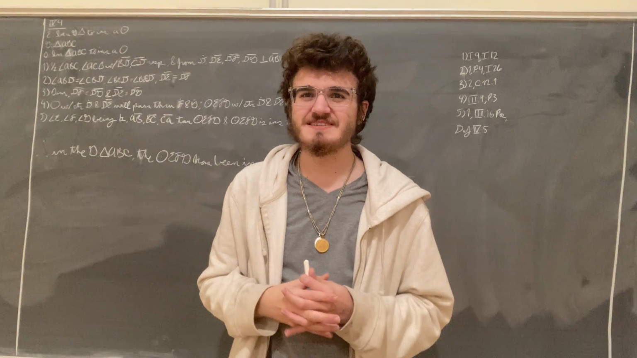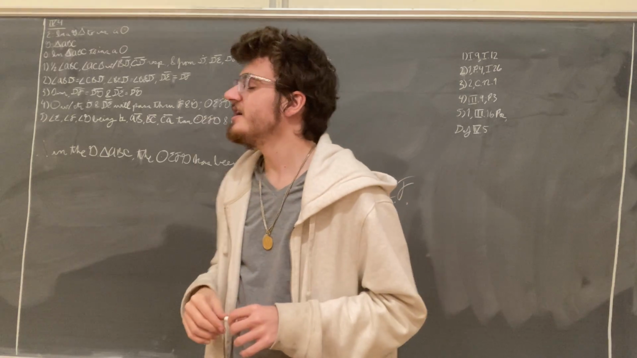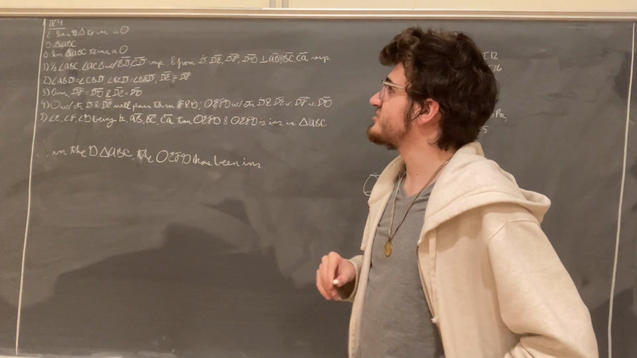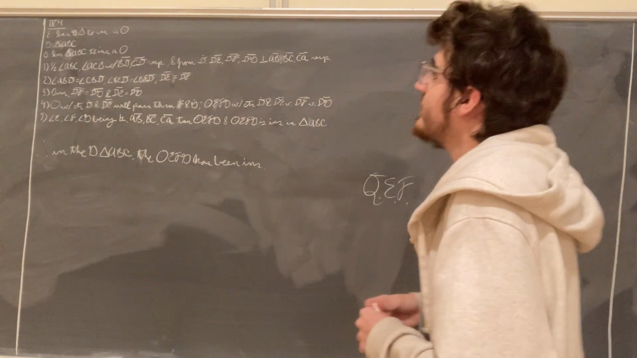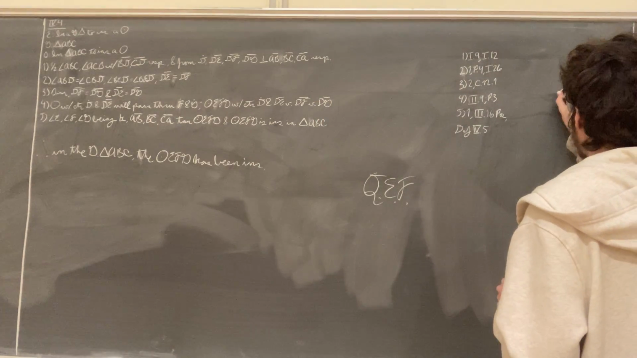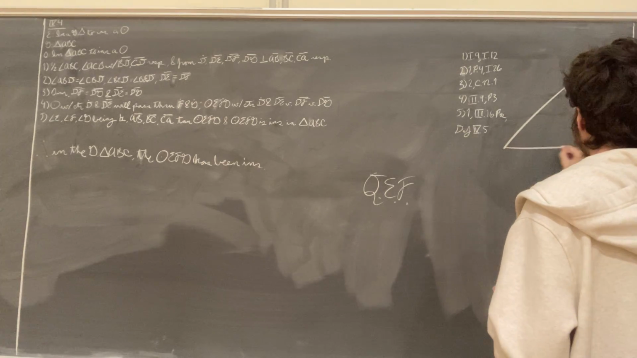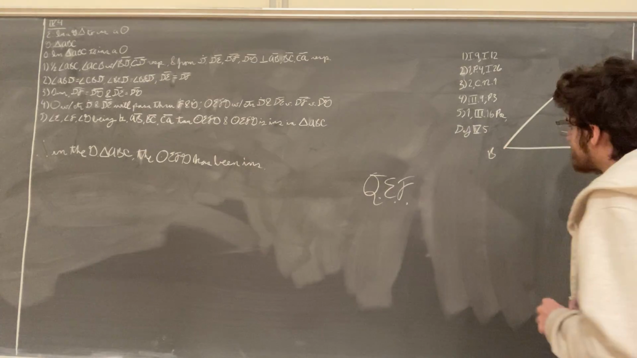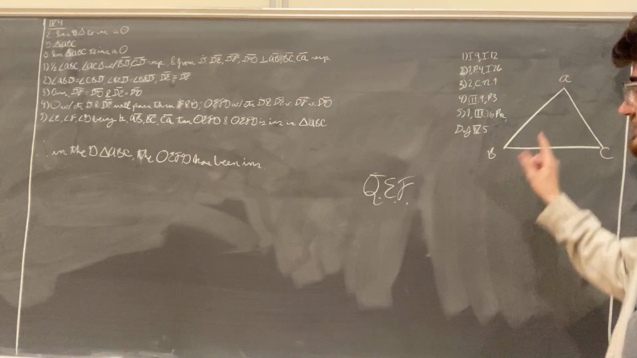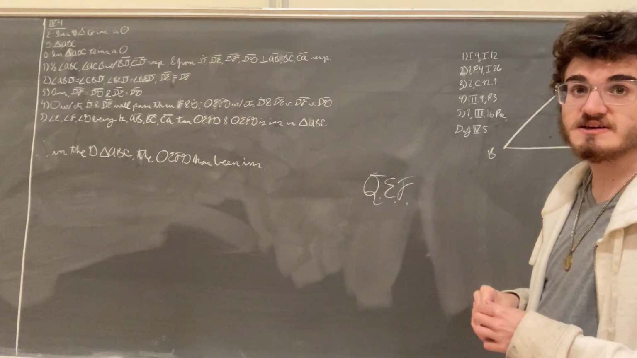Hello, this will be a demonstration of proposition 4 from book 4 of Euclid's Elements, which requires us, in a given triangle, to inscribe a circle. We are given then the triangle ABC. And the task at hand is to inscribe a circle into this triangle ABC.